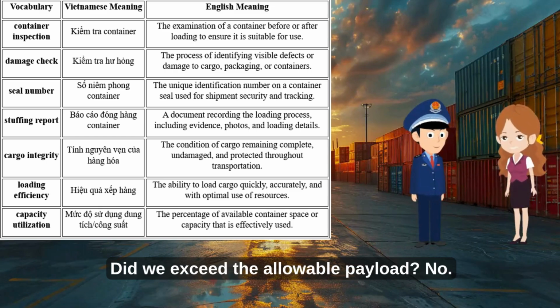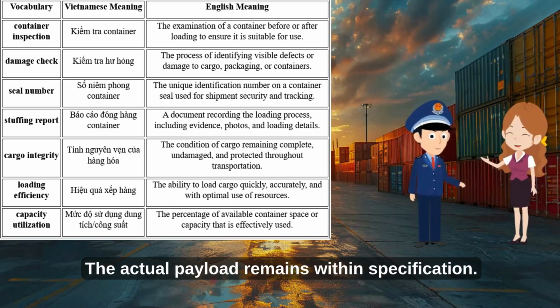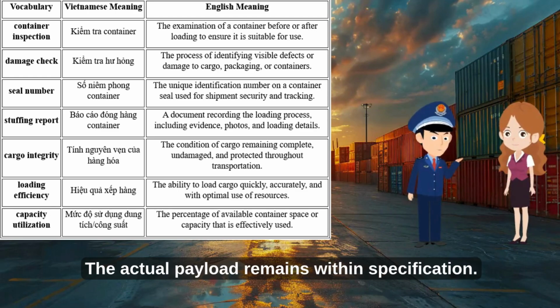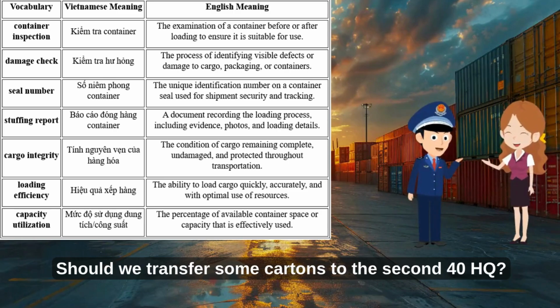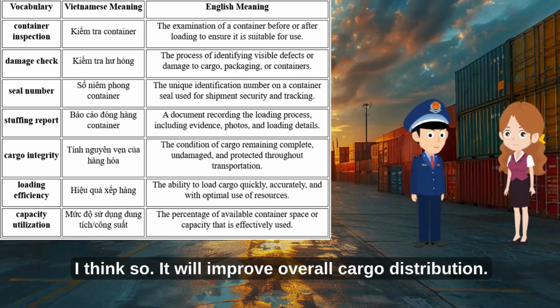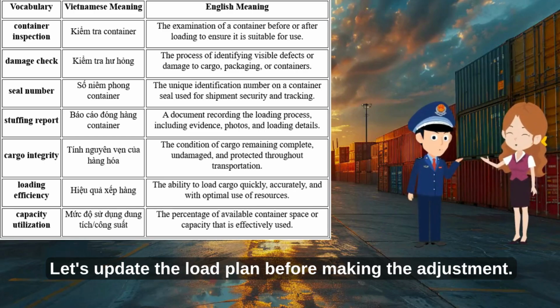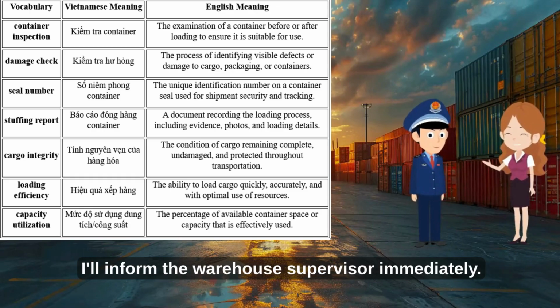Did we exceed the allowable payload? No, the actual payload remains within specification. That's good news. However, the 20 GP container has limited remaining space. Should we transfer some cartons to the second 40 HQ? I think so. It will improve overall cargo distribution. Let's update the load plan before making the adjustment. I'll inform the warehouse supervisor immediately.